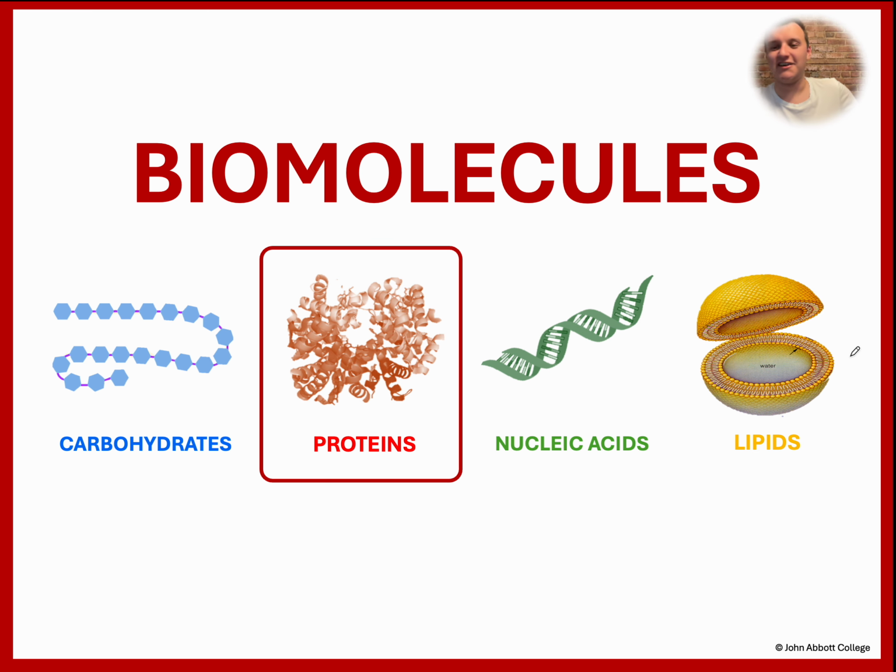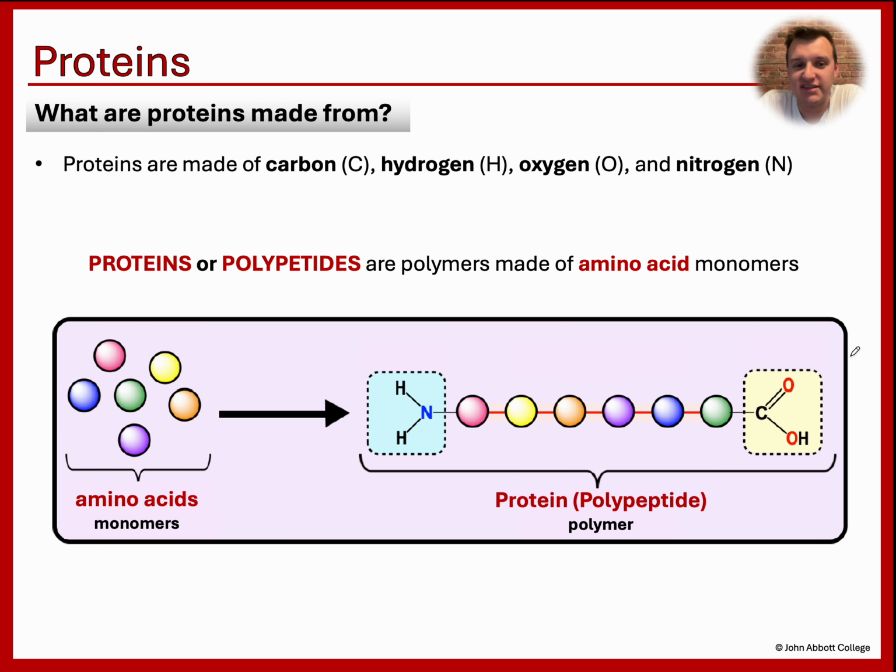Next one, we did carbs, we've done lipids, now we're on to proteins. What are proteins? A little bit different. Proteins are made up of carbon, hydrogen, oxygen, and nitrogen. Proteins, also known as polypeptides, are polymers made of amino acid monomers. Do you see these amino acids that I'm showing as little circles over here, right?